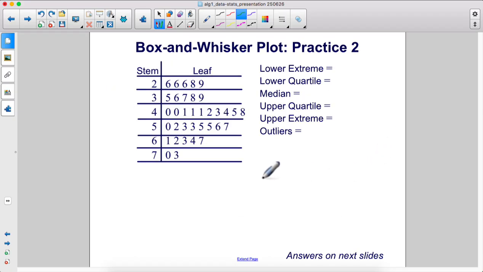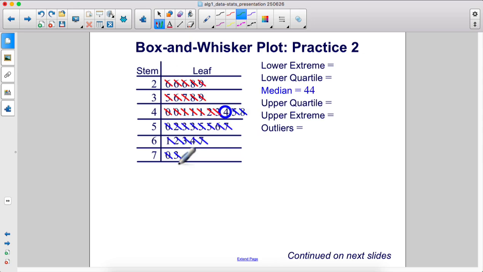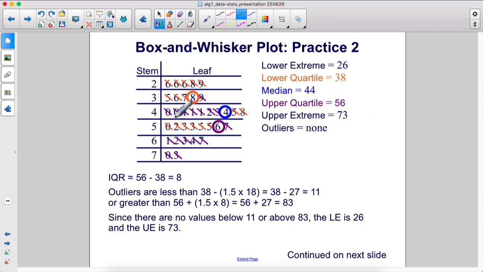All right, let's find the measures of dispersion of this stem and leaf plot. Crossing out from the bottom and the top, we get to our middle value, 44. That is our median. Then we find the median of the lower half of the data by crossing out from the bottom and from the top till we get to our middle value of 38. That's our lower quartile. The median of the top half of the data is 56.